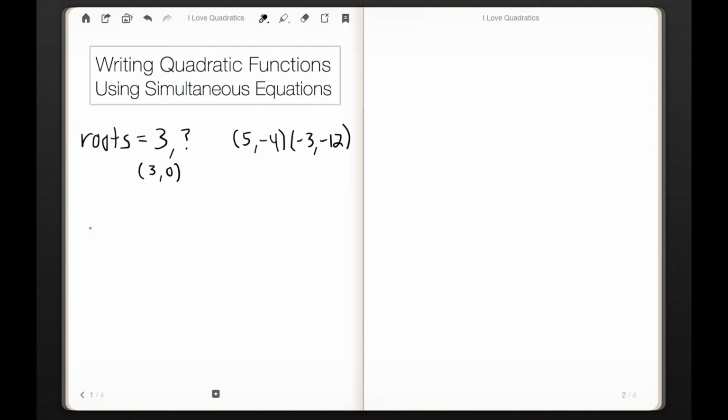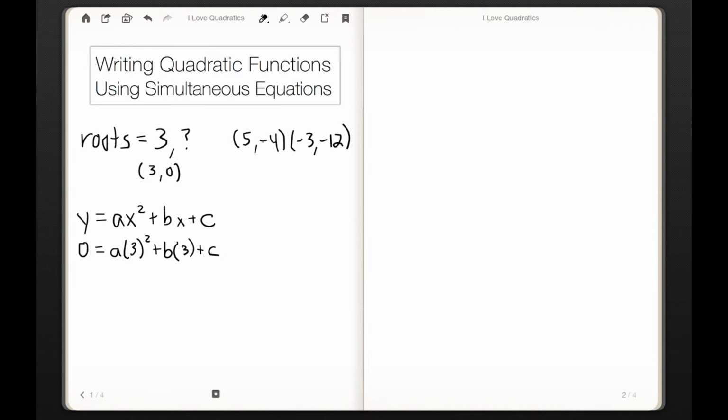So the easiest way to do this would be the most basic form, which is standard form. y = ax² + bx + c. Since there's no parentheses or anything here, this is going to be the easiest form to do simultaneous equations with. So let's start with this point here. y value of 0 equals a times x of 3 squared. So that's going to be a times 3 squared plus b times x of 3 plus c.